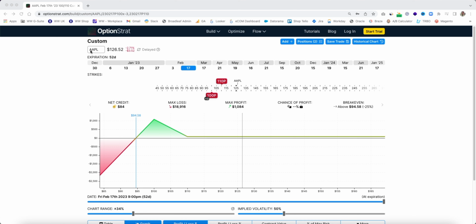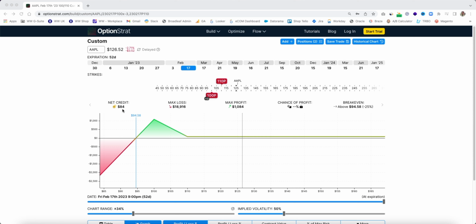So again, we're looking at Apple currently at $126, and it's down 2.71% on the day, which is quite a big move to the downside for Apple. So we've got the February 17th expiration, and I have created my put ratio spread. So we sold $300 puts, and we have purchased the $110 put. Now that is my 3-to-1 ratio, and that gives me this situation over here.